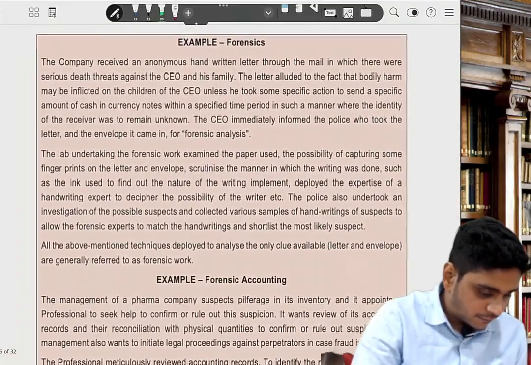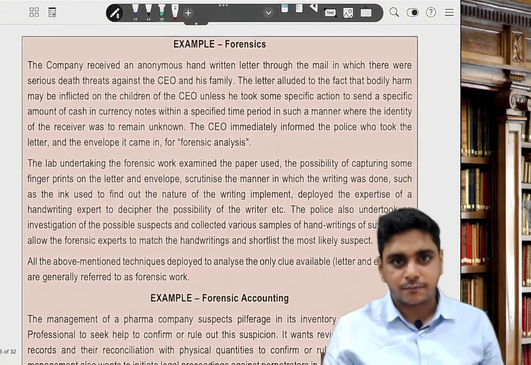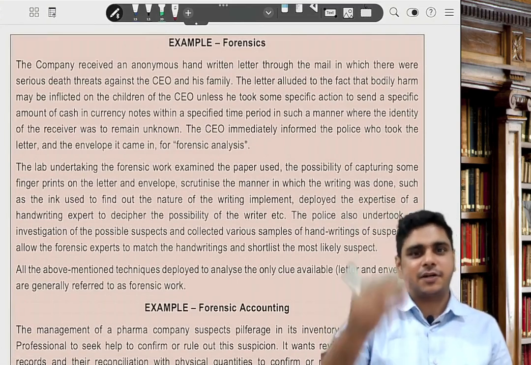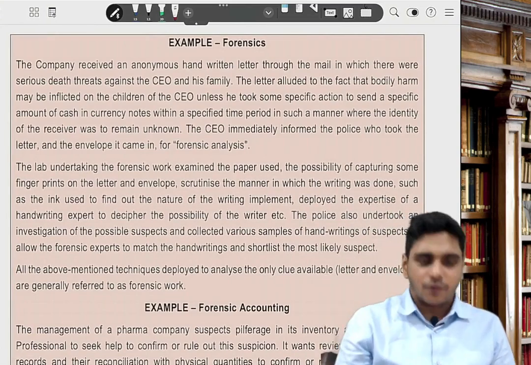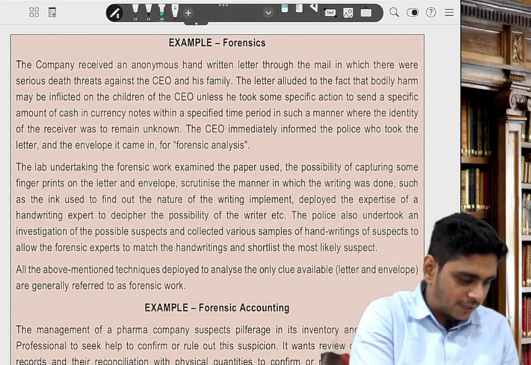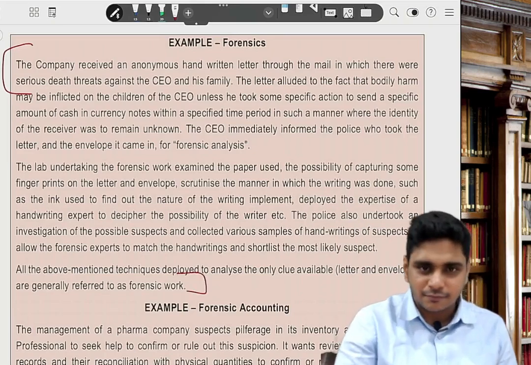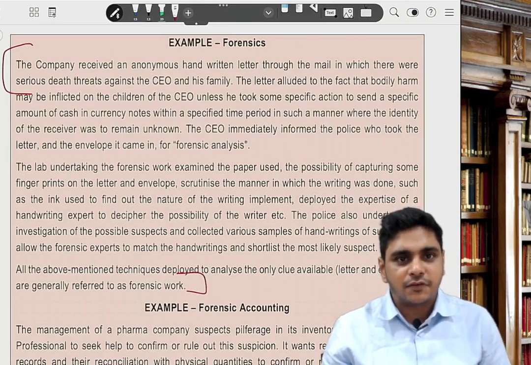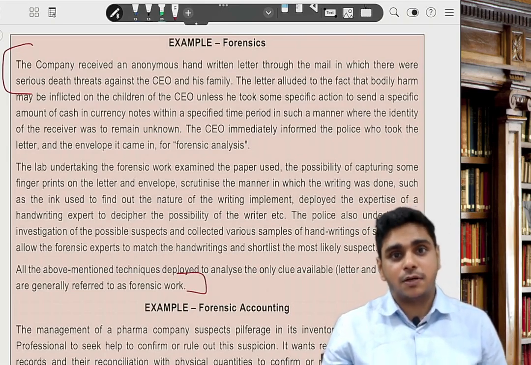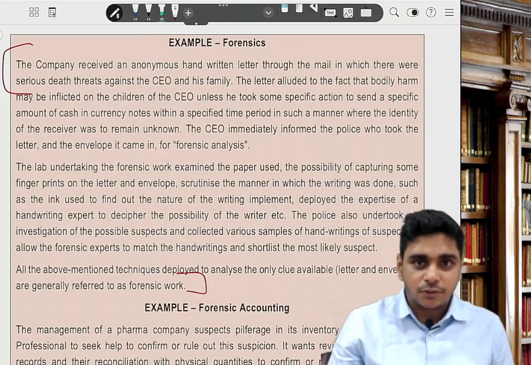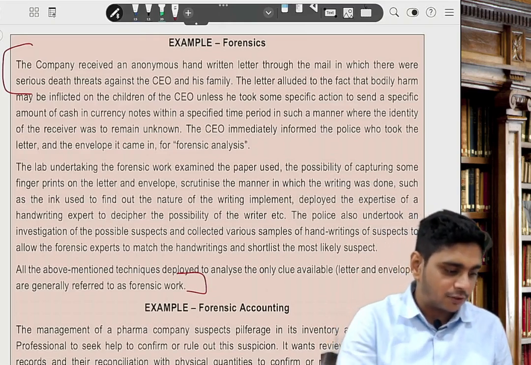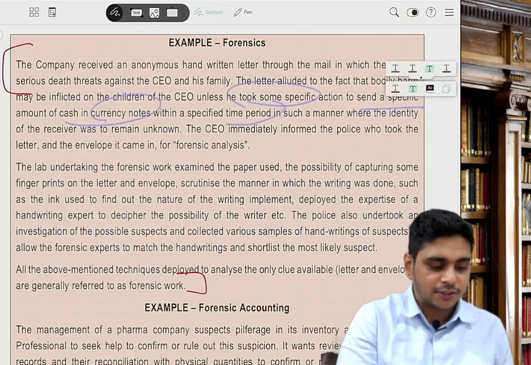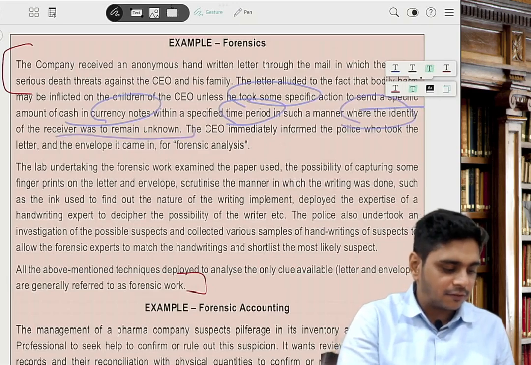Now, forensics. 90% they will use an investigation example and ask us to identify whether it is forensics, investigation, fraud, or forensic accounting. Here this is a hypothetical example, so very rarely they will ask. Okay. So the company received an anonymous handwritten letter through email in which there were serious death threats against the CEO and his family. The letter alluded to the fact that bodily harm may be inflicted on the children of the CEO unless he took some specific action to send a specific amount of cash in currency notes within a specific time, in such a manner that the identity of the receiver would remain unknown.